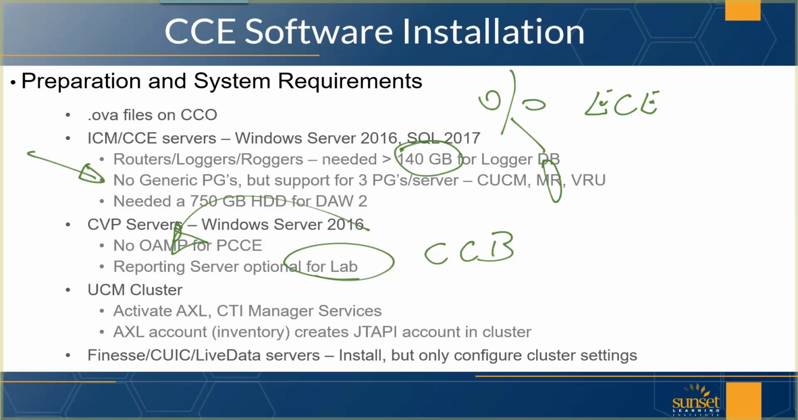In terms of the call manager cluster, we do need to activate AXL and the CTI manager services. The AXL account creates the JTAPI account in the cluster via the wizard. So it's the wizard that activates that, but it's AXL that actually does the writing in the call manager cluster. And of course, Finesse, CUIC, and live data servers, again, installed, but only configured in those cluster settings.